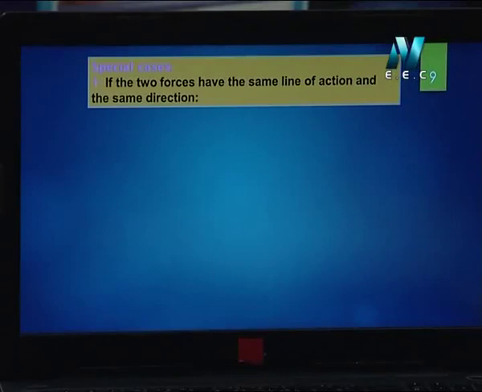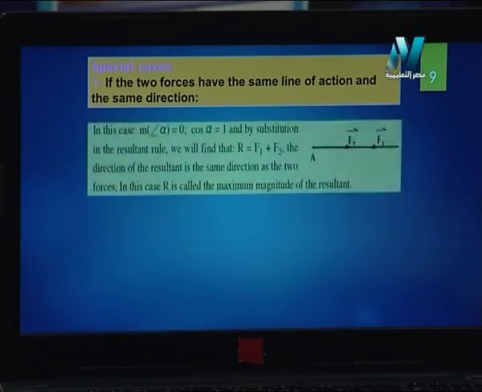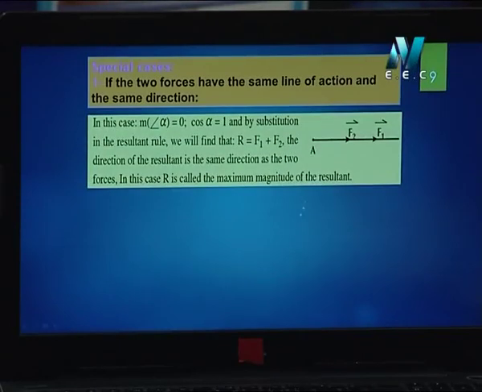Let's move to the special case. If the two forces have the same line of action and the same direction, here we have a straight line, and F1 has a direction and F2 has the same direction, so they move together in the same direction. And of course the measure of angle alpha between the two forces equals 0, and cosine alpha equals 1.